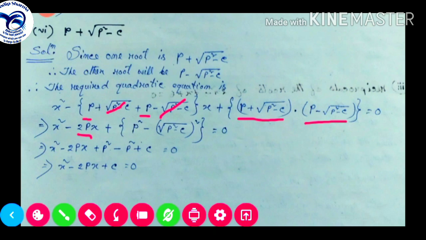And this one is a plus b, and this is a minus b. Applying the formula a square minus b square. So here a is our p and this part is our b. So square this one. So p square will remain p square, and this square root and square will be cancelled. We will remain with minus p, and minus minus will be plus c. Now this p square plus p square, our minus p square will be cancelled. So what will remain? x square minus 2px plus c is equal to 0. So which is the required quadratic equation.